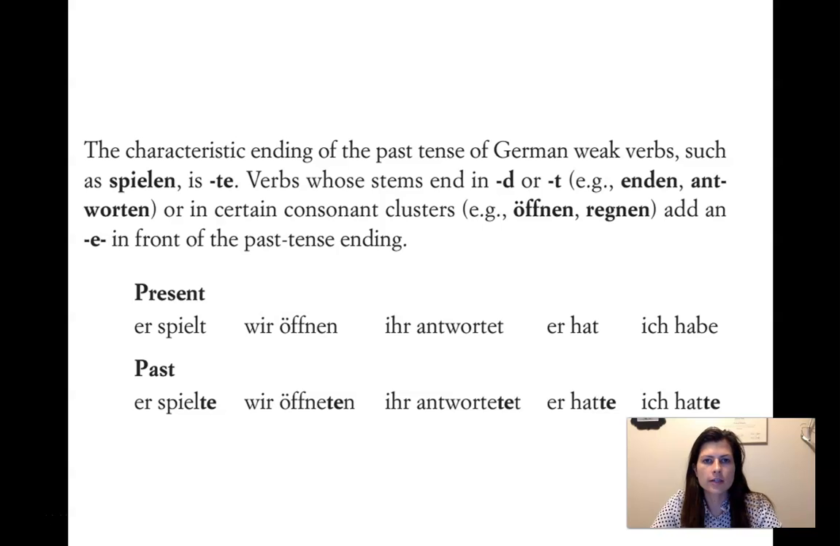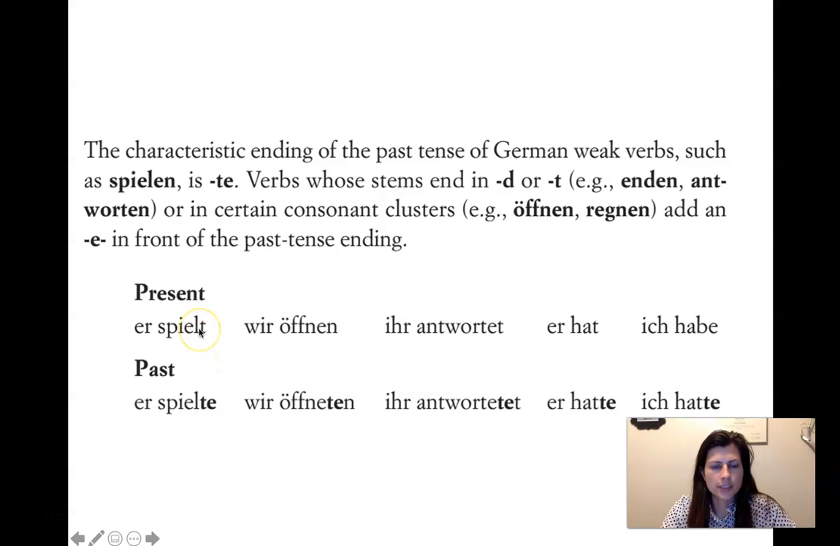So the characteristic ending of the past tense of German weak verbs, such as spielen, is the te. And then we have, if the stem ends in a d or a t, enden, antworten, like we had just now, or the consonant clusters, öffnen, regnen, then, of course, you add another e and then the ending. So it's similar to what we were doing in the present tense. If the stem ends in one of these things, where it makes it hard to pronounce the suffix, then you just add an e to separate the suffix from the rest of it.